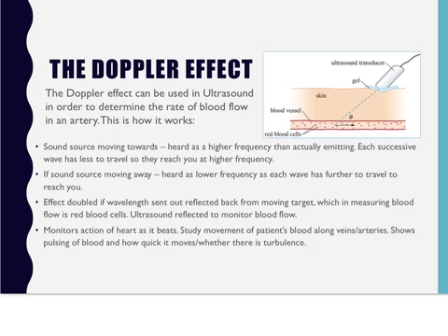The Doppler effect. The Doppler effect can be used in ultrasound in order to determine the rate of blood flow in an artery. This is how it works. A sound source is sent towards the artery. If the sound source is moving away, it's heard as a lower frequency. The effect is doubled if the wave is sent out and reflected back off the moving target. It monitors action of the heart as it beats.